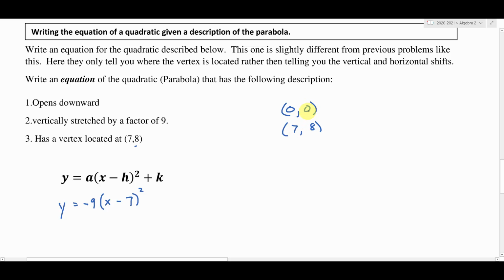Now for the y-coordinate, we would start at 0 as well, but now it's been shifted to 8, so it went from 0 to positive 8, which means it moved up 8. So for the k value, I would put a plus 8, and that completes my equation for this parabola.